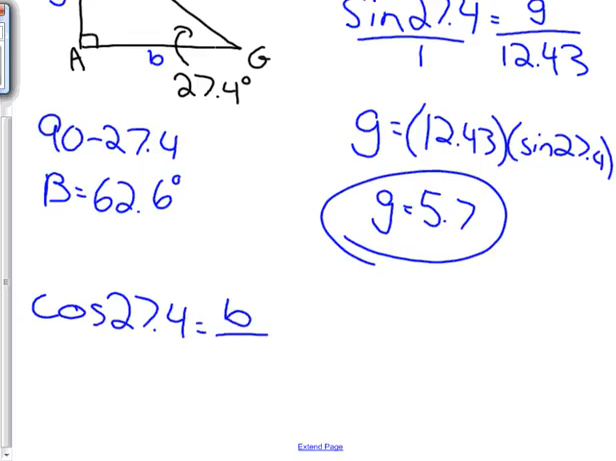B equals cosine over 12.43. Because the cosine of angle G is adjacent over hypotenuse. The adjacent side is B. Hypotenuse is 12.43. We do this the same way as the other one.